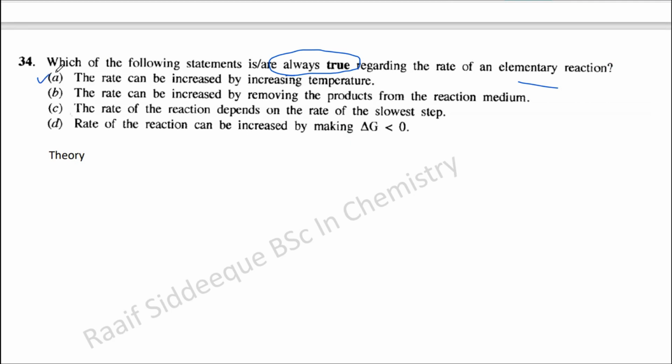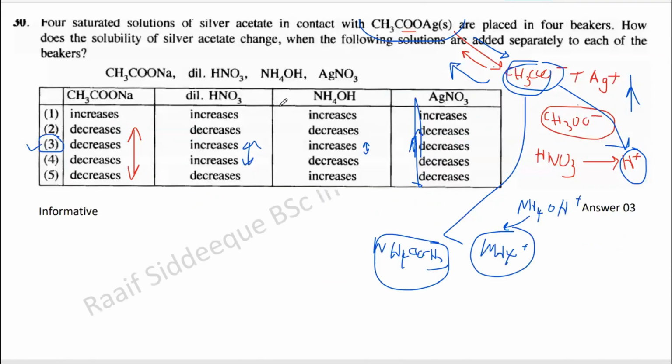This should be correct because either it is exothermic, endothermic, elementary, or more or less in some cases. Anyway, in all cases, you increase the temperature, the rate is normally increasing. Okay. The rate can be increased by removing the products from the reaction medium. So when you remove the product from the reaction medium, the rate is increasing. So think about the example that we discussed here.